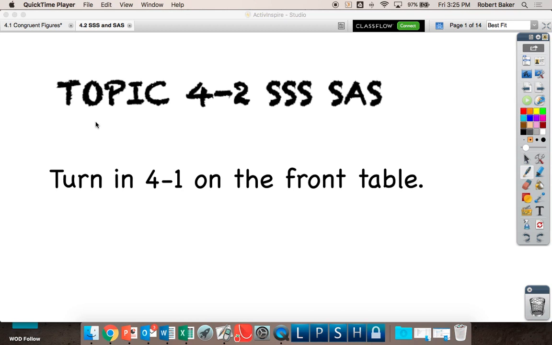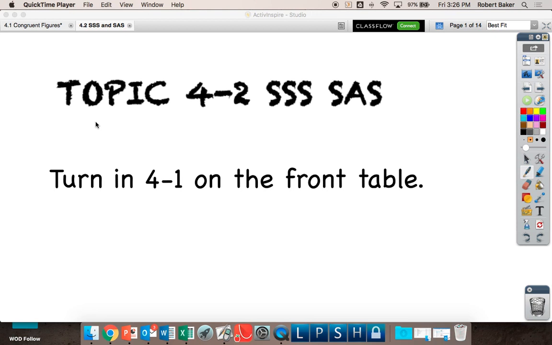So instead of doing side, angle, side, angle, side, angle, we can just use the SSS shortcut. If you can prove 3 sides are the same as 3 sides over here, automatically the triangles are congruent. You don't have to say anything about the angles. Or if you can use the SAS shortcut.